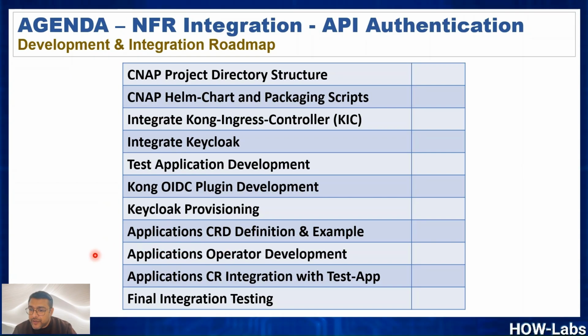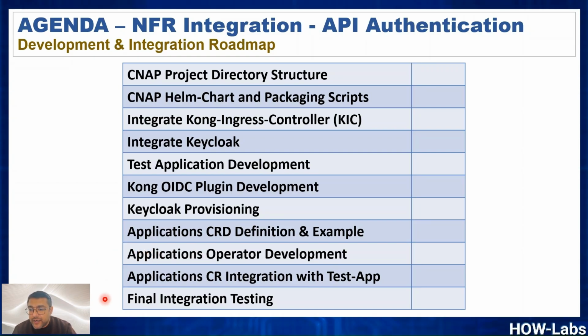Once the operator is developed, then I'm going to integrate this applications CR with the test application in a way that I'm going to create one YAML and plug in that YAML with the test application's Helm chart. And once it is deployed, then the operator will get executed and it will do its related operations.